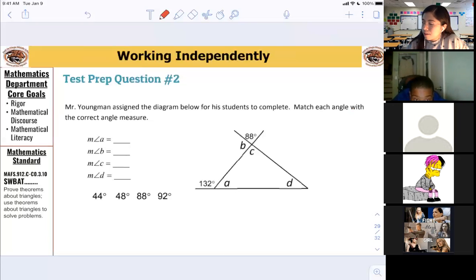When we get back together, I want one person for each of those to tell me what it is and how you got it. So start thinking about which one you want to tell me. 10, 9, 8, 7, 6, 5, 4, 3, 2, and 1. All right, Jalen, you want to go first? Go ahead and share what it is and how you got it.